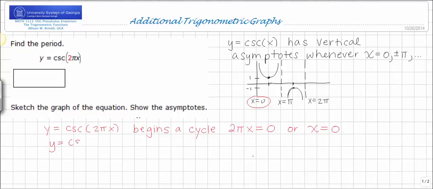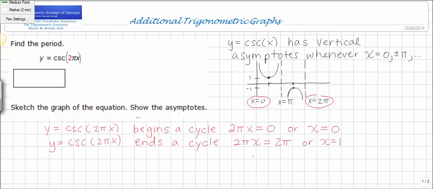Alright, likewise, the curve ends a relevant cycle when its angle, 2 pi x, is equivalent to the ending angle of our basic graph. And when I solve for x here, I see that I get the value x equals 1. Okay? So this means that our graph actually looks like the following.